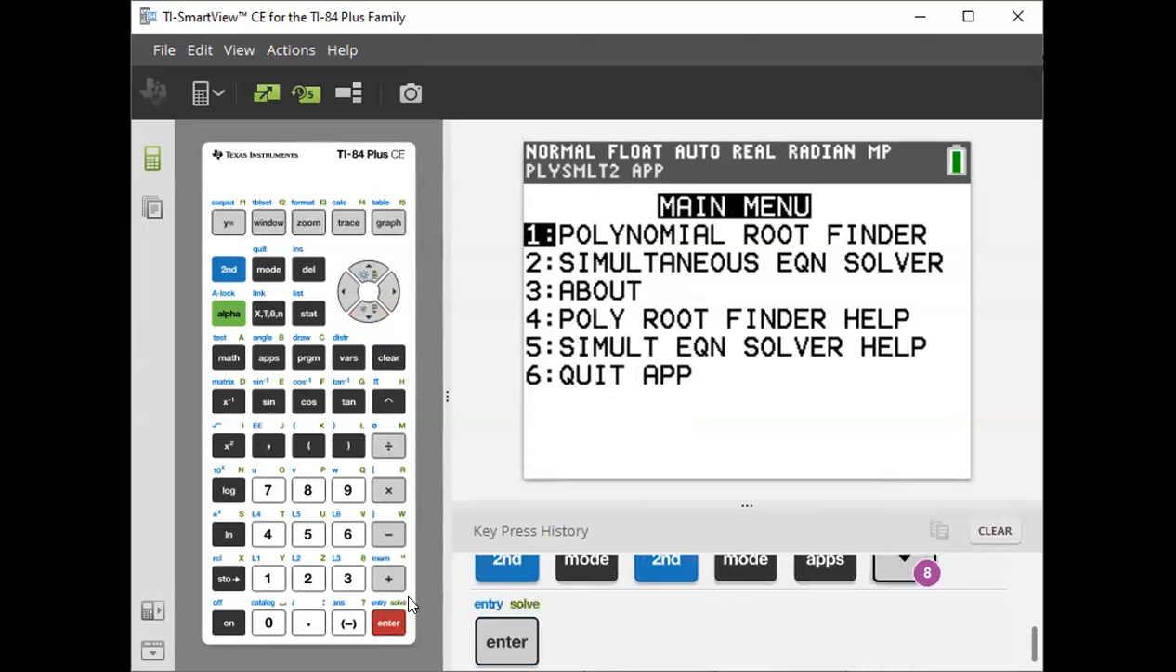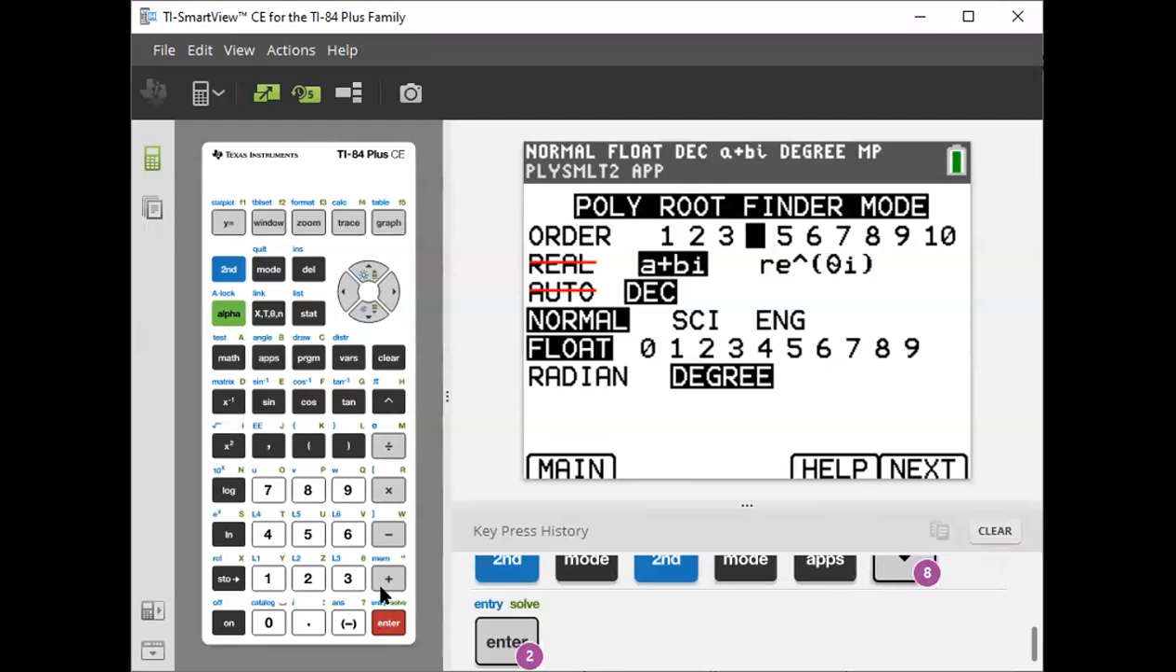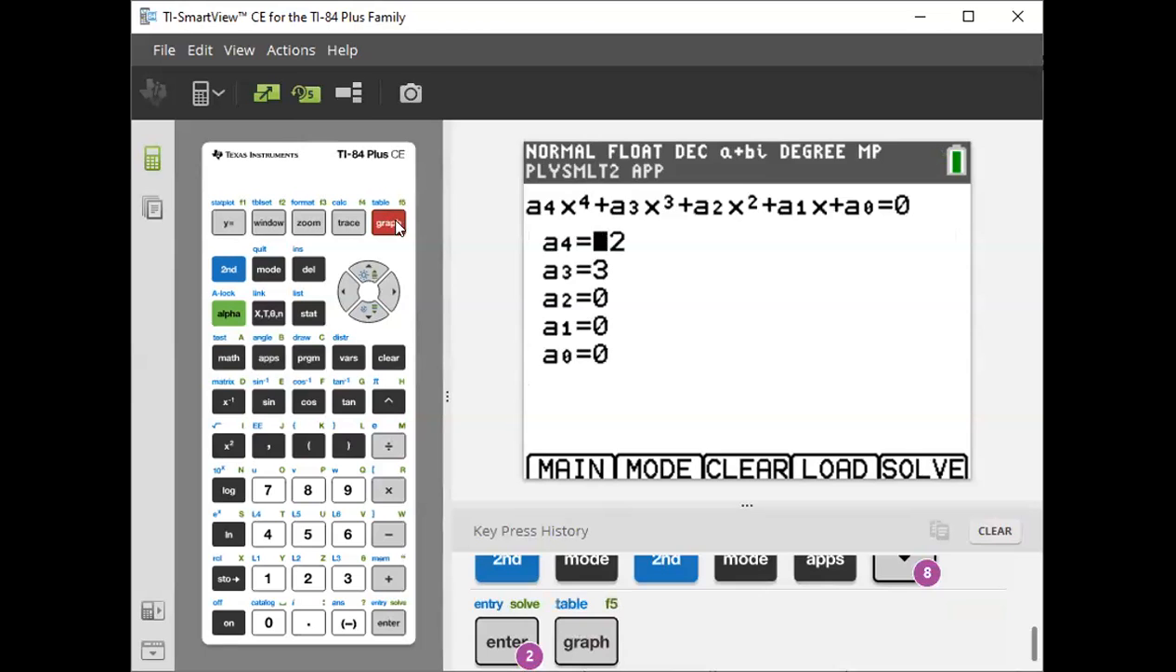I'll hit enter, Poly Root Finder, enter. And this one, the highest power of exponent is a 4, isn't it? Yeah, x to the fourth. So that's why I want 4 to be highlighted. If it was next to the third, I would move it over here. I want the 4 to be done, so I'd hit enter. So to get to the next thing, you're going to hit the graph button because graph is right underneath next.